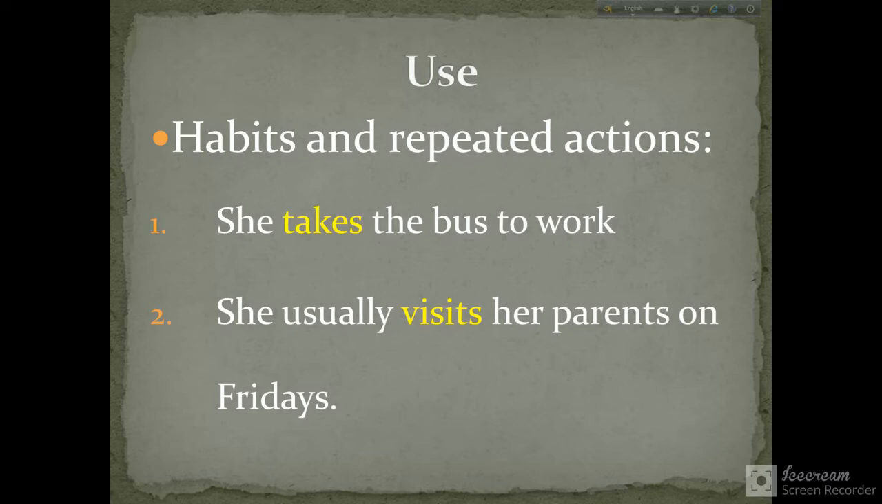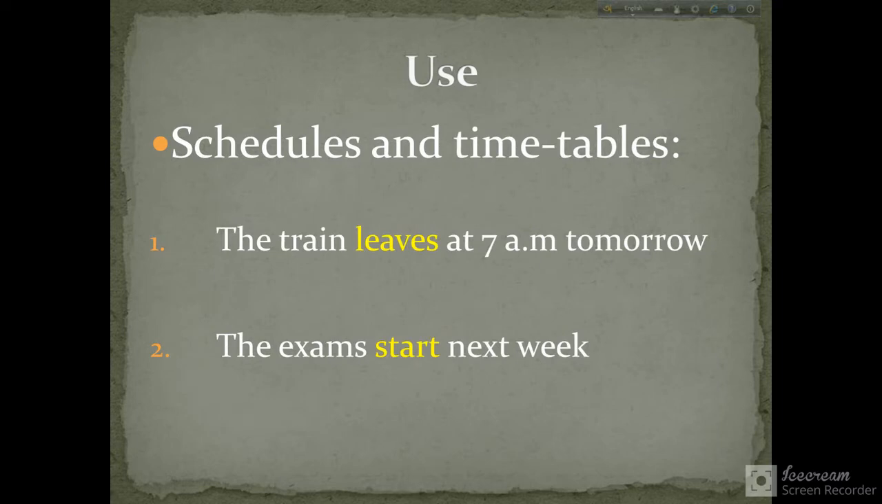Okay, and now the next rule is schedules and timetables. We all know about that. It's a very common issue. The first example, let's see. The train leaves at 7 a.m. tomorrow. That means tomorrow the train is leaving at 7 a.m.